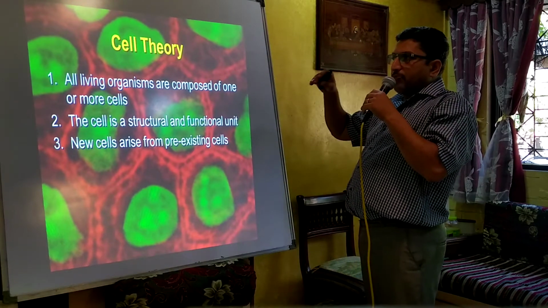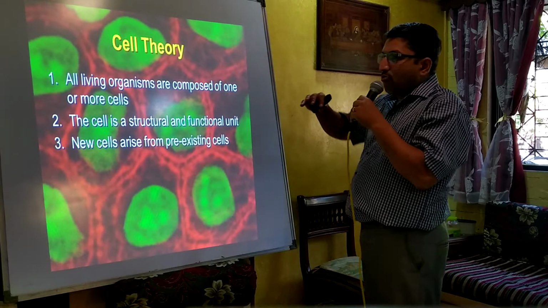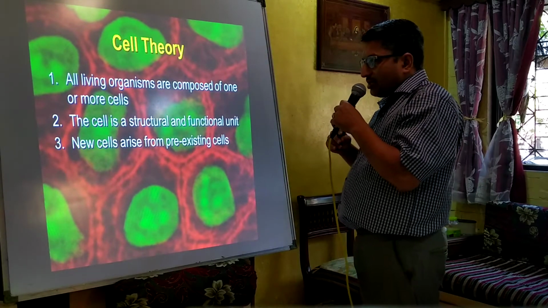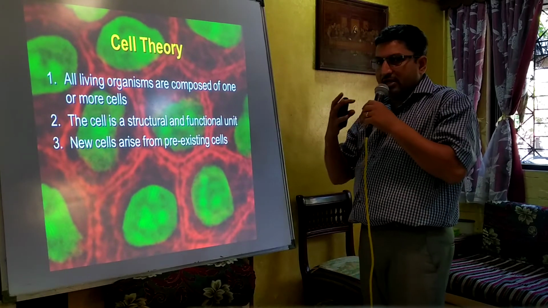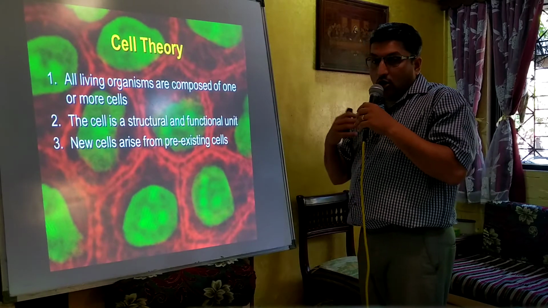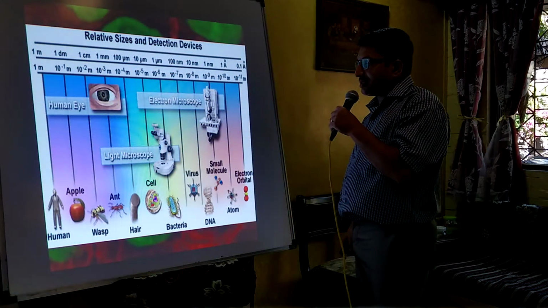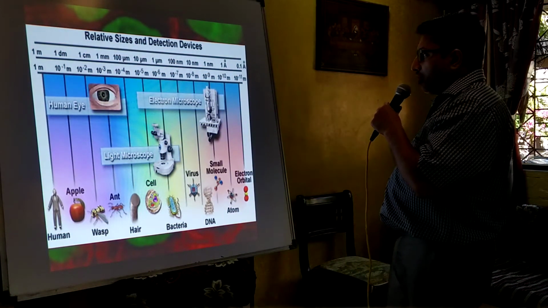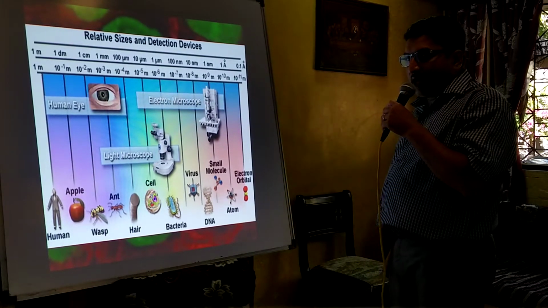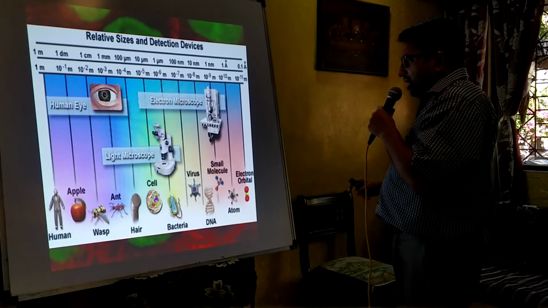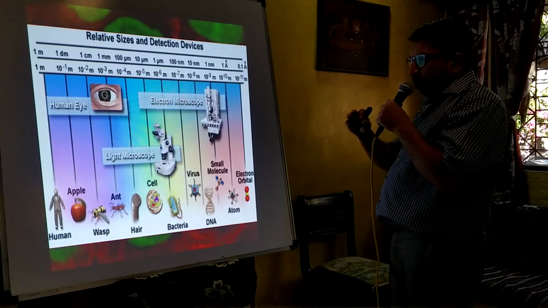Let's have a small peek into the cell theory. All living organisms are composed of one or more cells. Thus, a cell is both the structural and the functional unit of living beings. We all know that new cells arise from the existing old ones. And here is a close view of how cells of different types are there on our planet. Cells range from the very microscopic to those which are visible.